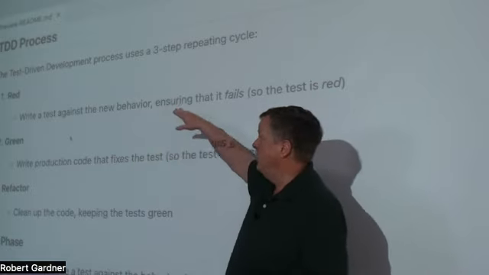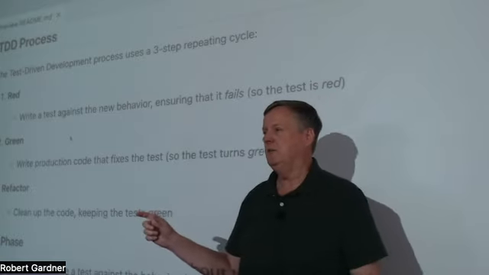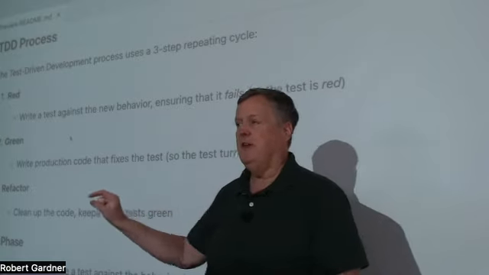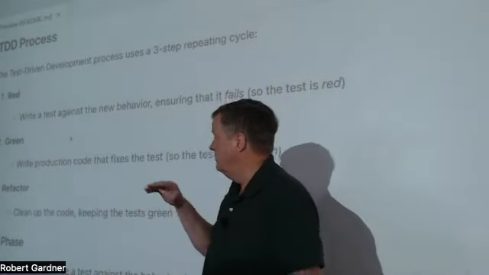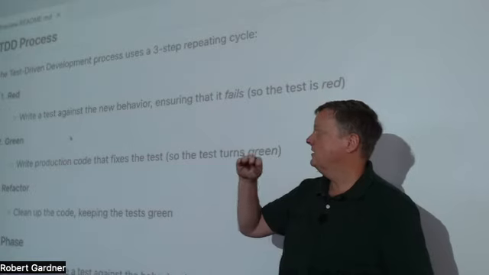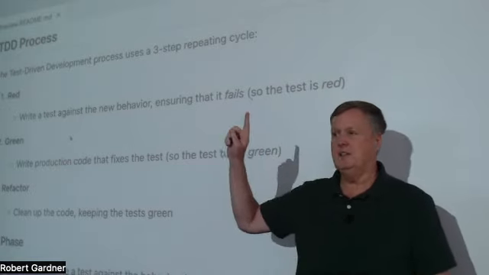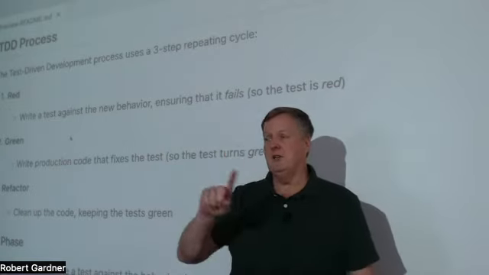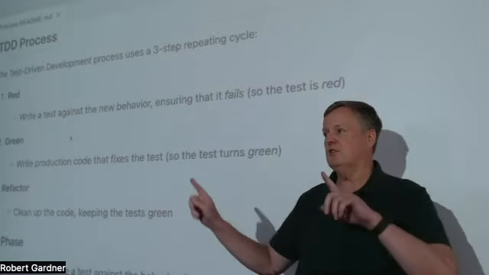So here you go. In the red phase, you write the test against the new behavior you're trying to implement. And you make sure that your test runs and fails. I'll get into more detail on the reason for that later. So you write the test that fails. That's the red phase. I now have a failing test. The test is red. So then I go in and I write the production code that fixes the test. And so the test turns green.